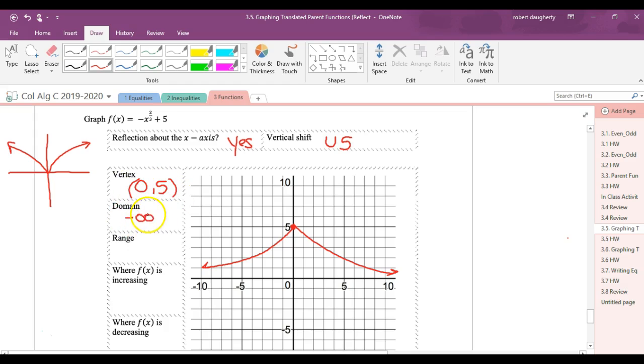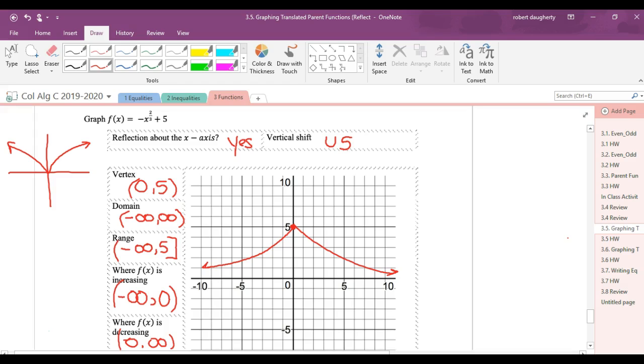What's the range of this guy? Negative infinity to 5. Where does it increase? Negative infinity to what? 0. So as I travel from left to right, it's going up from negative infinity to 0, and then it decreases from 0 to infinity.